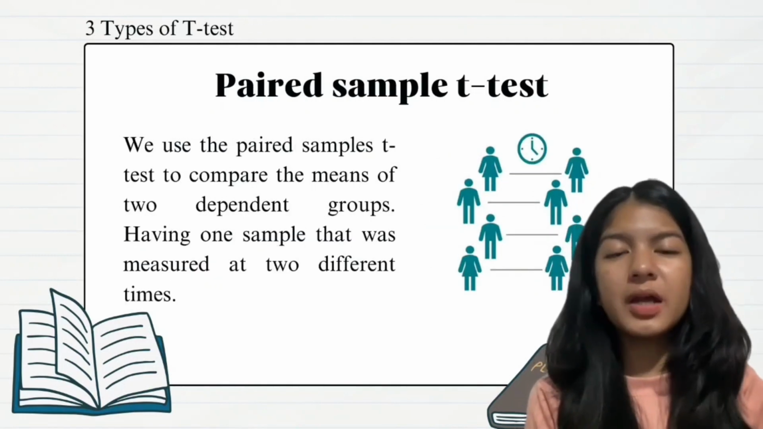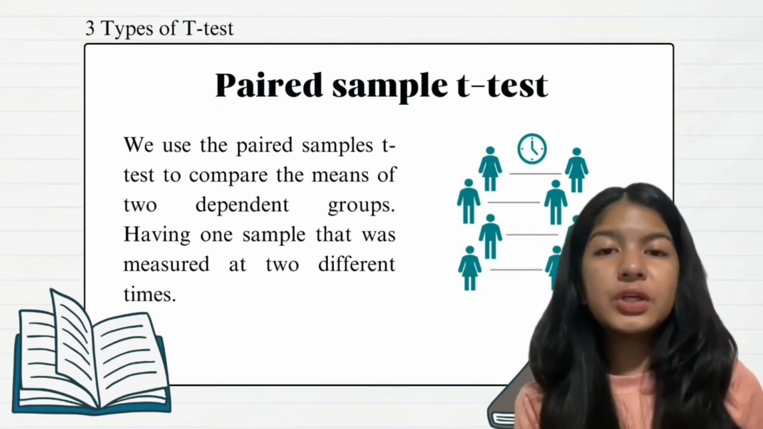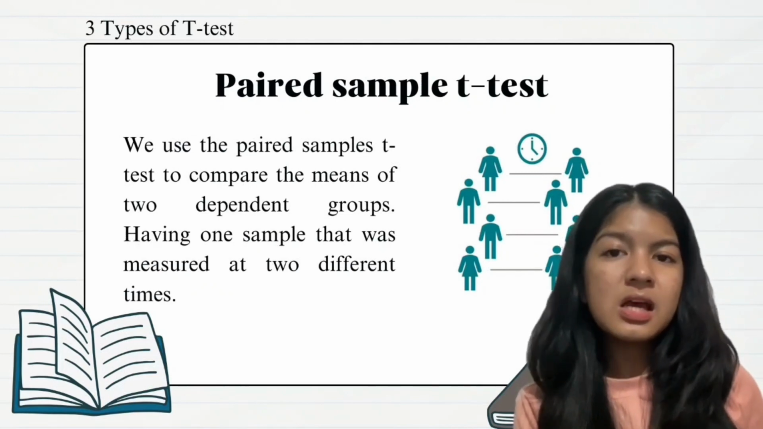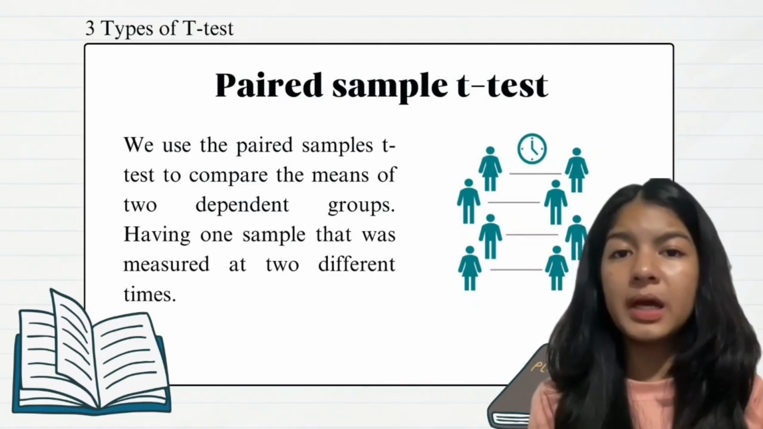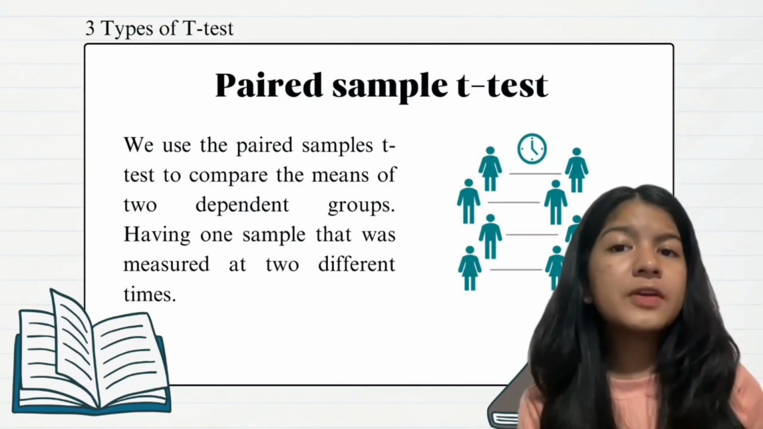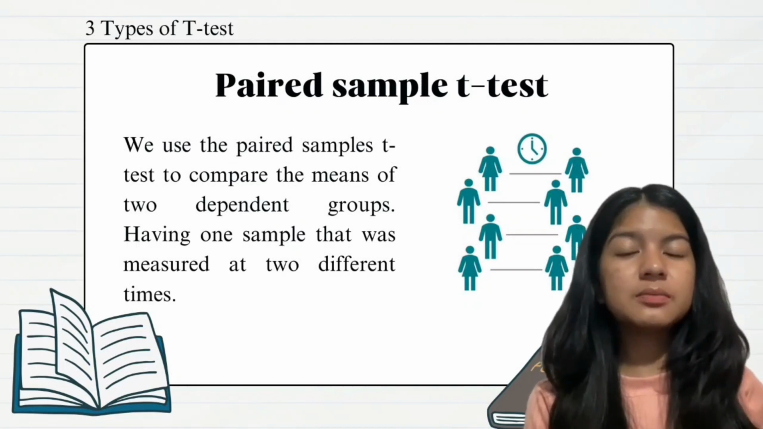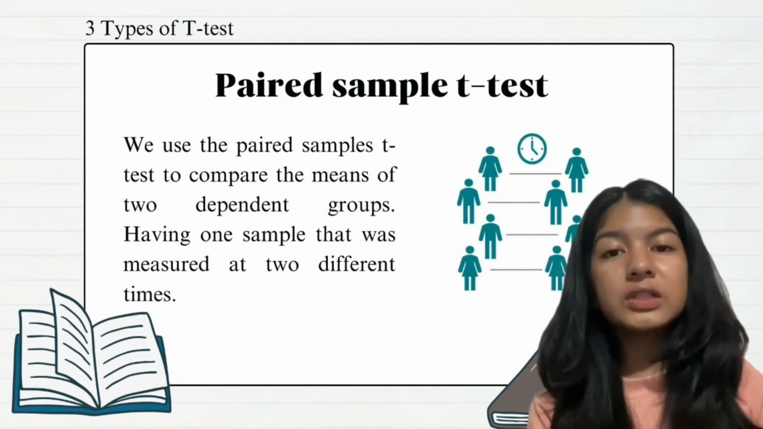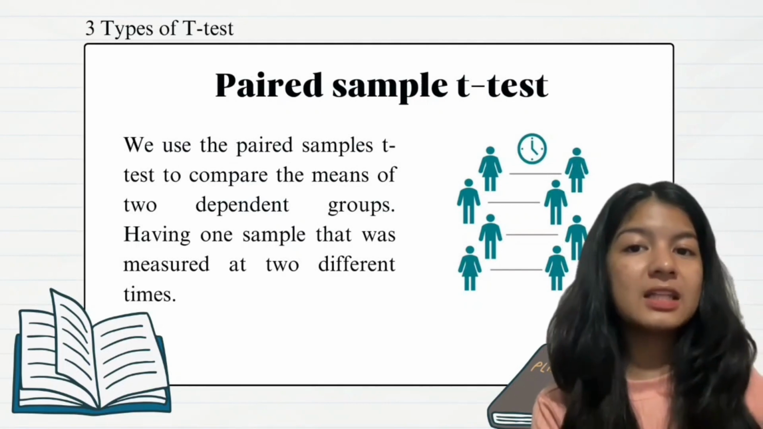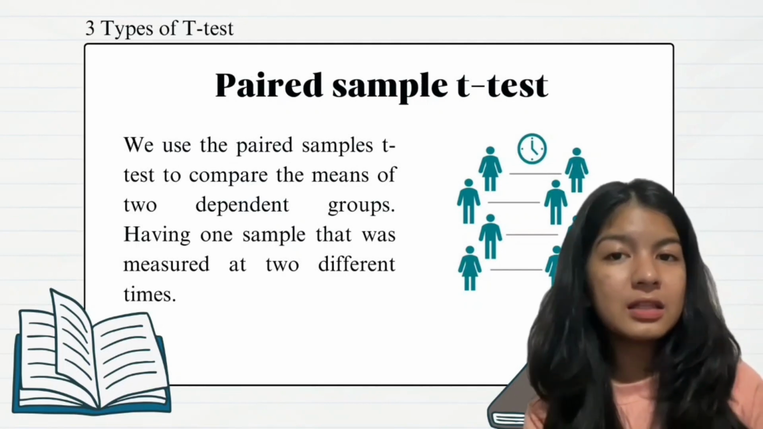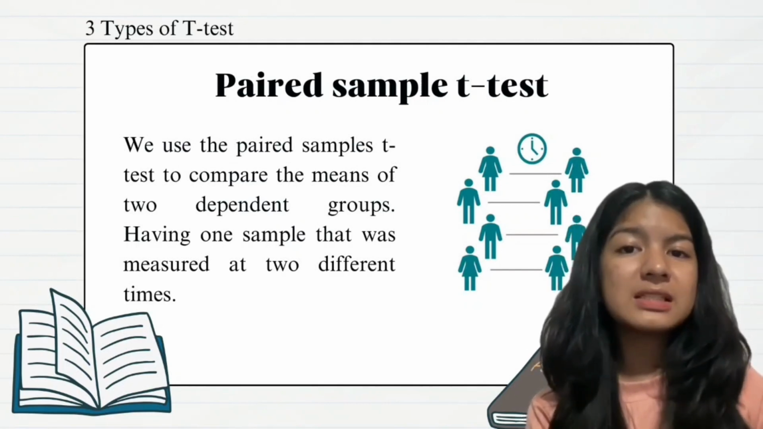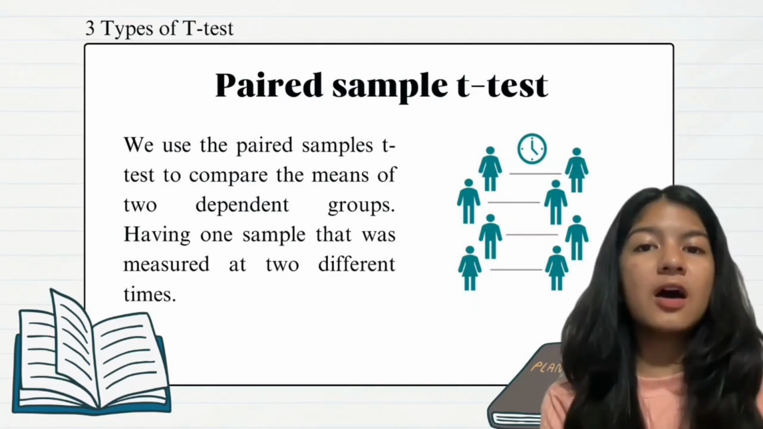Lastly, we have the paired samples t-test. We use the paired samples t-test to compare the means of two dependent groups, having one sample that was measured at two different times. For example, we want to know the effectiveness of a diet, and to do that, we are going to weigh the same exact people before and after the diet.